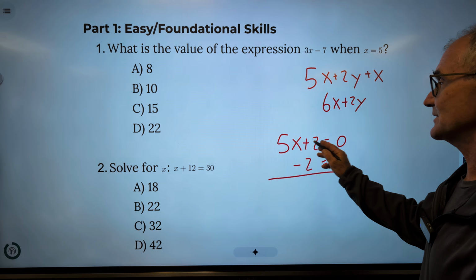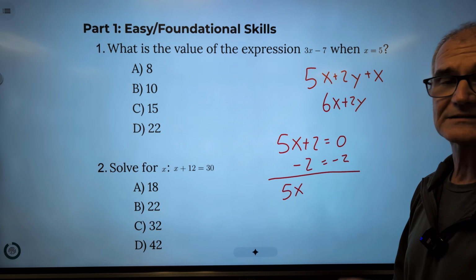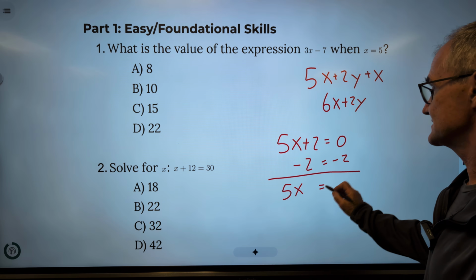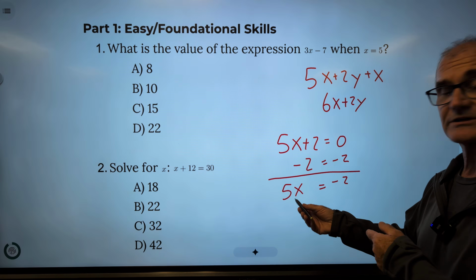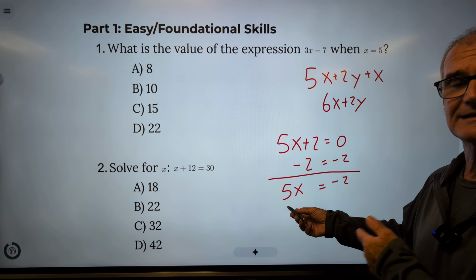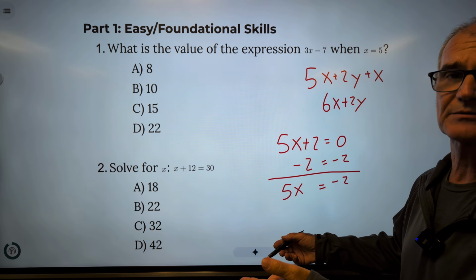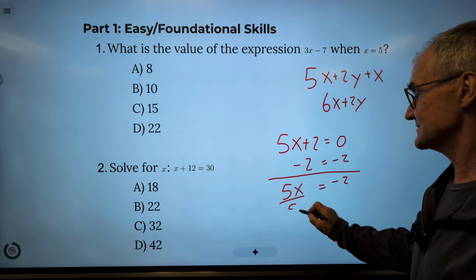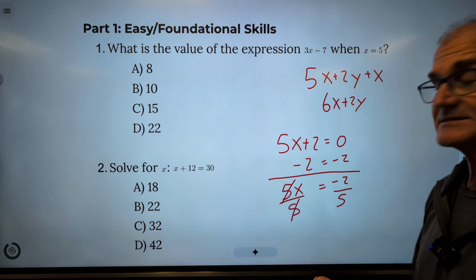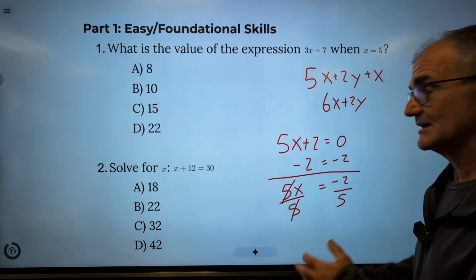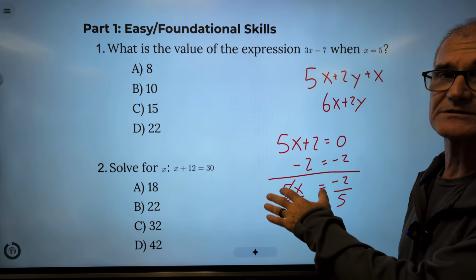Now I have 5x plus 2 minus 2. My 2's cancel, giving me 5x by itself. 0 minus 2 is negative 2. Still working to solve this equation. I need to get x by itself. I am multiplying. The reverse of multiplication is division. I divide both sides by 5. These 5 cancel. I have x by itself. x is negative 2/5. So again, that's just a quick overview of what algebra is before we start this test.